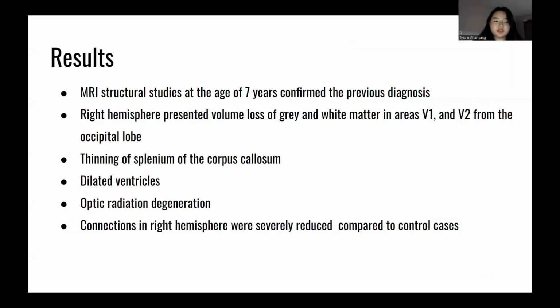And so these results confirmed the previous diagnosis. It indicates that the right hemisphere presented a volume loss of gray and white matter in the areas of V1 and V2. There's thinning of the splenium of the corpus callosum, as well as dilated ventricles and optic radiation degeneration, and so this indicates that the connections in the right hemisphere were severely reduced compared to the control cases.